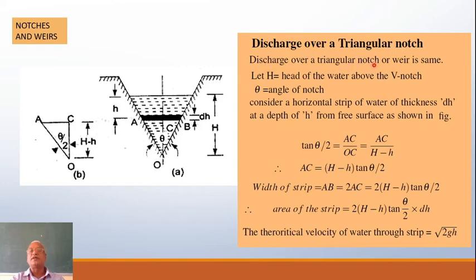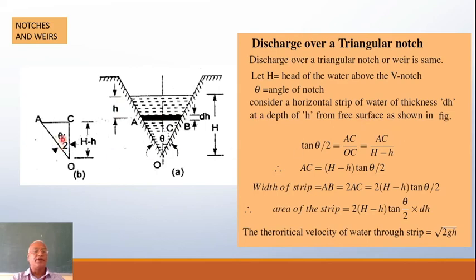Discharge over a triangular notch or weir is the same as that. So let H be the head of the water above the V notch, and theta is the angle of the notch. Consider a horizontal strip of water of thickness dh at a depth h from the free surface.